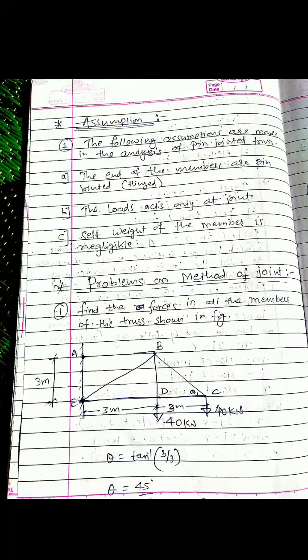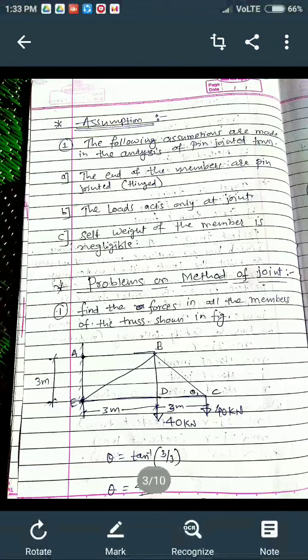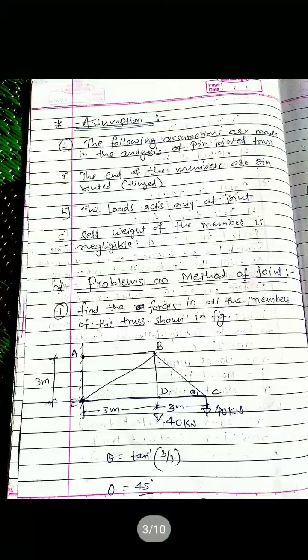So here we will start with our first numerical and we will solve this truss by using the method of joint. Find the forces in all the members of the truss shown in figure. See, 40 kN load is applied at C and at D points. The length of the member is equal, that is 3 meter. So theta, the inclination of the member, is tan inverse of 3 by 3, that is 45 degree.